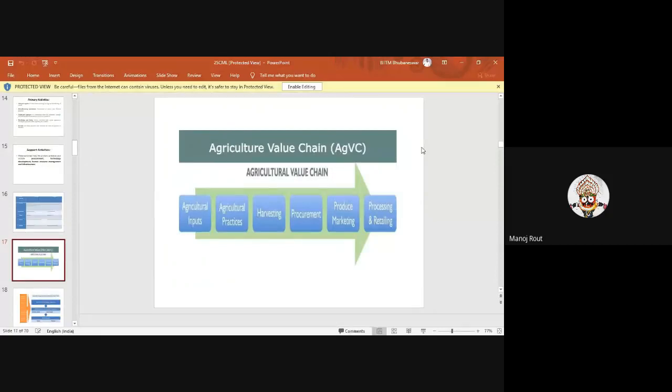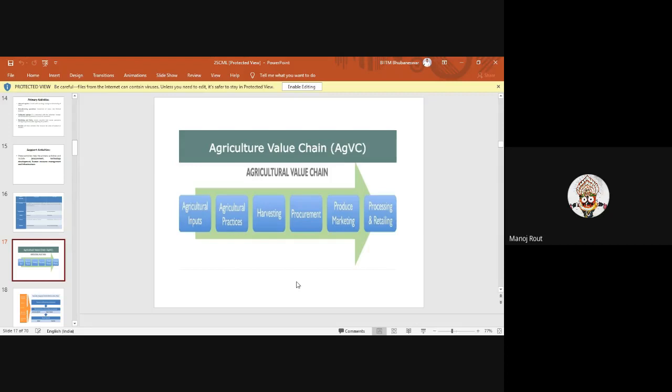The next part is a typical example of an agricultural value chain. In the case of agricultural value chains, starting from agricultural inputs, then agricultural practice, then harvesting, then procurement, produce marketing, and processing and retailing. Take the best example of corn harvesting. In that case, basically the seeds are purchased. These are the basic seeds, and all the things should be purchased.